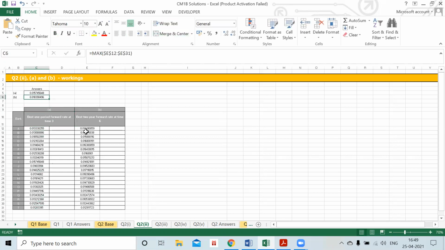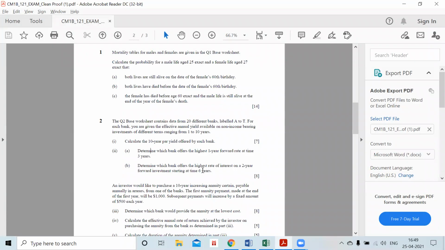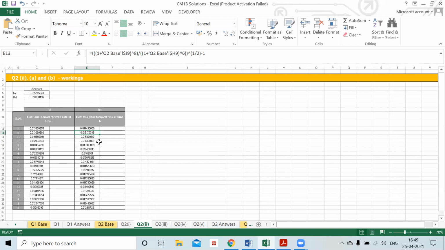Then you take the maximum of this, so that you get the maximum 1-year forward rate and see which bank provides it. Similarly, for the 2-year forward rate, you take time 8 divided by time 6, to the power half, because it is a 2-year period, so it becomes biennial. In the case of biennial, we take it to the power half, minus 1. So this gives us the 2-year forward rate at time 6 years. Since we wanted it at time 6 years, the 2-year forward goes from 6 to 8. So (1 plus i) to the power 8 divided by (1 plus i) to the power 6, to the power half, minus 1. This is the rate starting at time 6 years. Again, take the maximum of this to get the best interest rate.